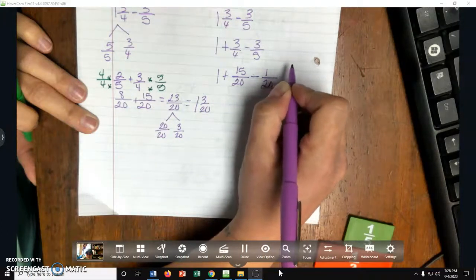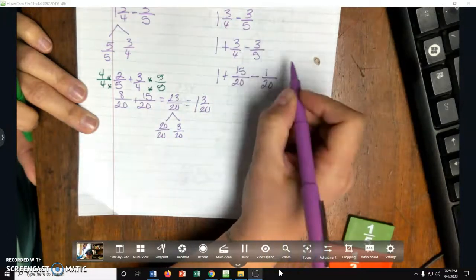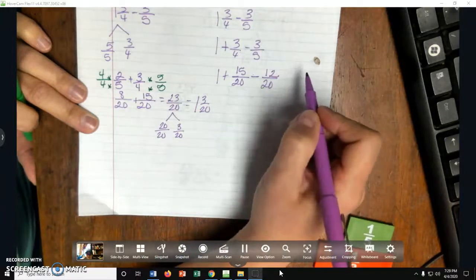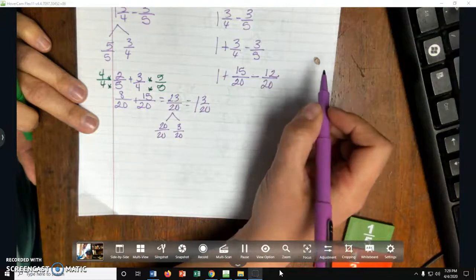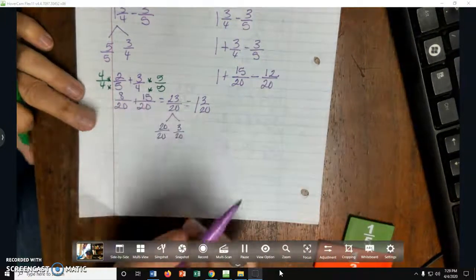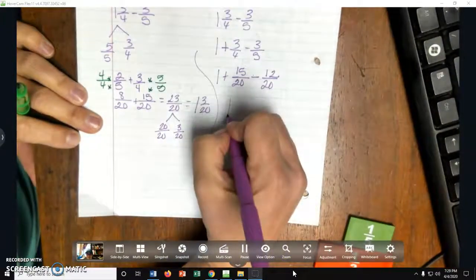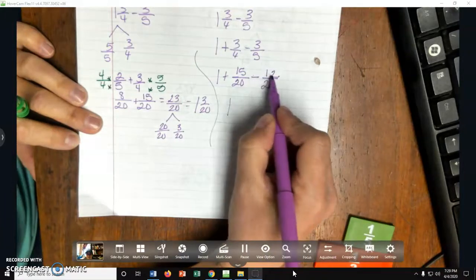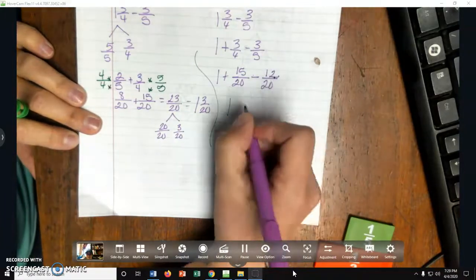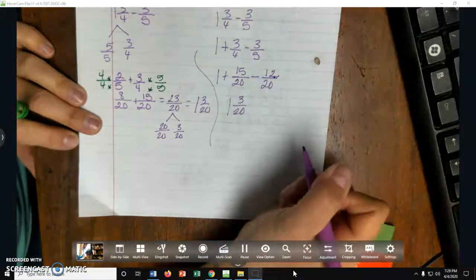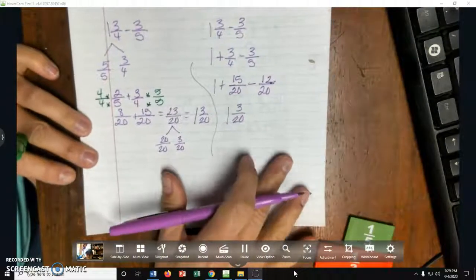Did I write the problem down wrong somewhere? What did I do wrong? I wish you guys were here because you'd tell me. 12/20. All right. Yeah, because we ended up with different fractions over here because we did it a different process. Okay, so now we're going to go 1 whole, and then 15/20 minus 12/20 leaves me with 3/20. 1 and 3/20. Okay?